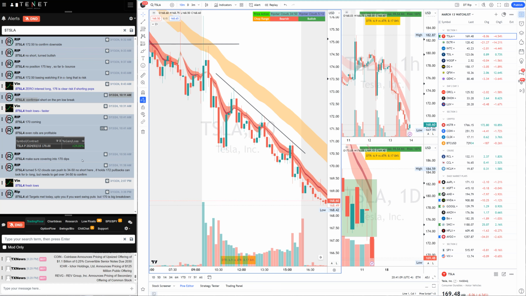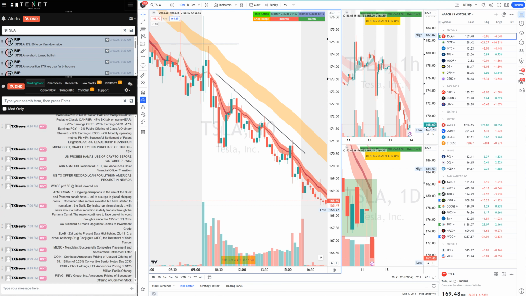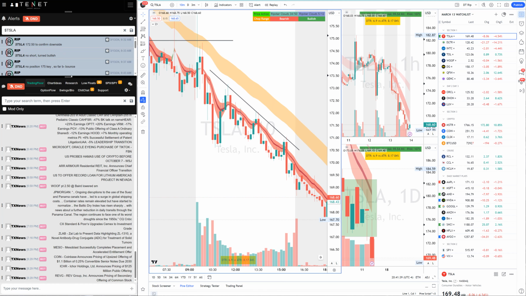So I told everyone to cover into the 170 dips because my target was 170, and even Win was on it. Win said no interest, and he said he's shorting the pop. So Win was on top of it as well, and it turned at the 512 clouds, so it was turning here. And the only reason I said, if it holds this 172 pullback, then you can long, but it needs to get over 3450 to confirm, and it failed right away.